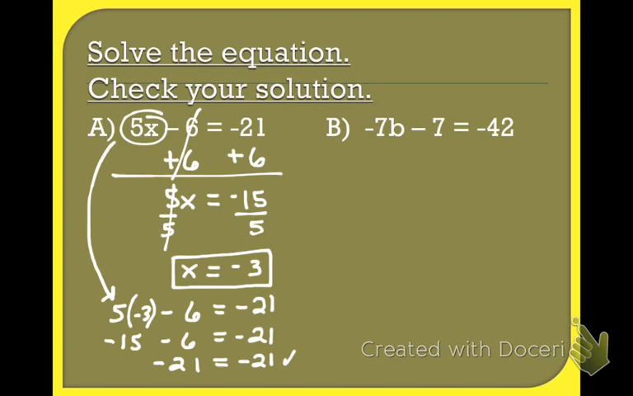What is my variable? A variable is a letter. B, okay? What is keeping B from being alone? 7. What's the 7 doing? Is it being multiplied, added, subtracted, or divided? Subtracted. It is not being, well, this one right here is being subtracted, okay? What about the other negative 7?